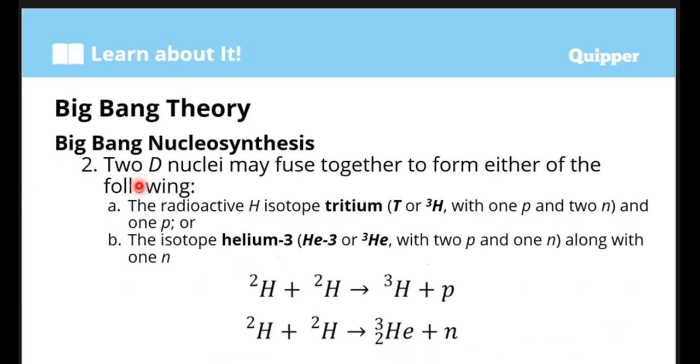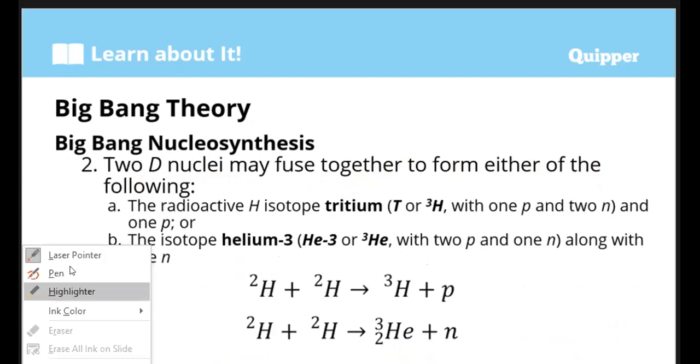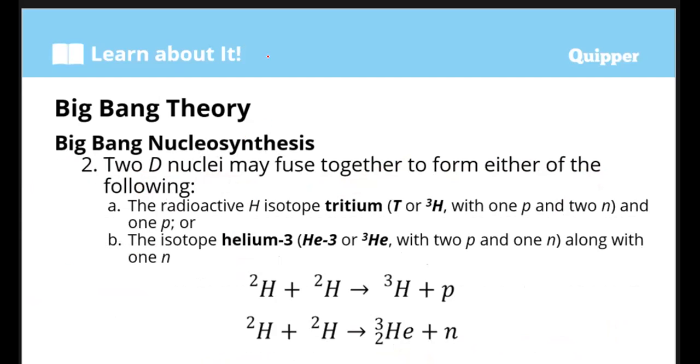Two deuterium nuclei may fuse together to form either of the following. Take note that in the fusion that is happening, fission and fusion, for example, this is a subatomic particle, this is another subatomic particle, and this is another subatomic particle. As the universe continues to expand, most likely these energies are being exploded, or they are actually undergoing the process called nuclear fission, meaning it breaks down or separates.